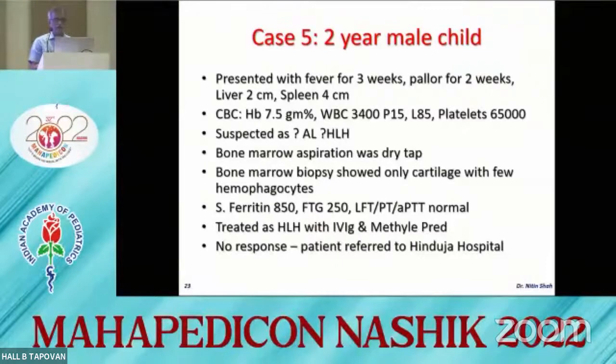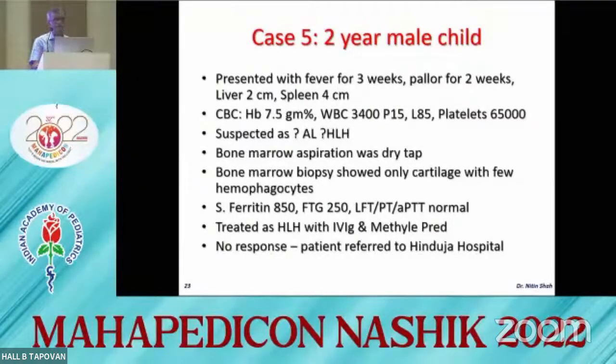It is normocytic, normochromic. It's got a very low ANC. 15% of 3,400 is like less than 500. And platelets are 65,000. So it's got severe pancytopenia. So PUO, pallor, hepatosplenomegaly, pancytopenia, diagnosis is either leukemia or HLH. So this patient was in Goa, of course. So the bone marrow aspiration was done by the pediatrician there. It was a dry tap. He couldn't get a drop of liquid marrow.